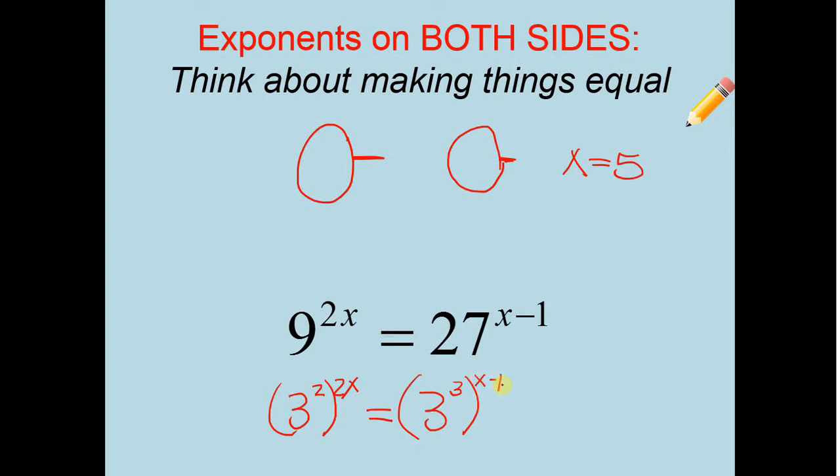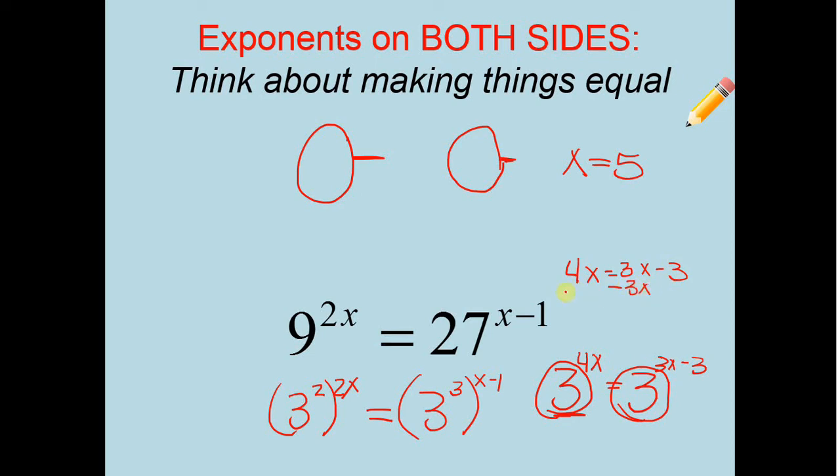Okay, I have like bases now. But you're saying, what are we supposed to do with that 2 and that 2x right here? You're going to multiply. So you're going to get 3 to the 4x, 2 times 2x, 4x, equals 3 to the 3x minus 3. You're going to multiply that in, distributive property. Notice how I have the same base right now. So I don't have to worry about that. I just need to worry about my exponents. So I get 4x equals 3x minus 3. Subtract 3x from both sides. I get 1x equals negative 3.